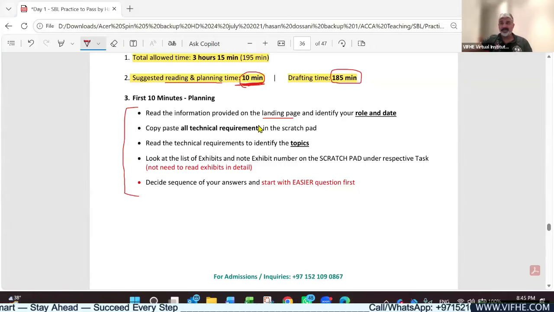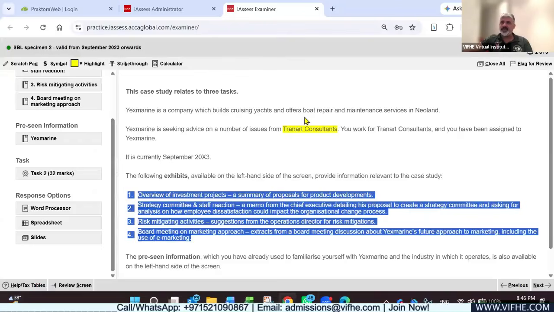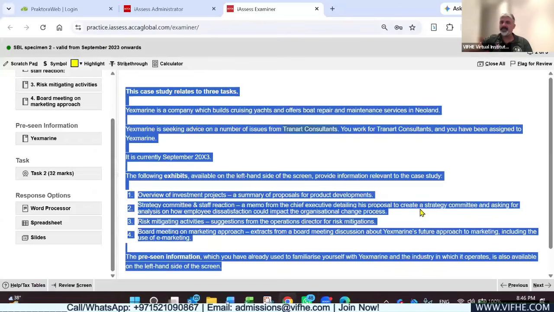1 minute? Seriously? 2 minutes? Are you crazy? 3 minutes? Are you guys crazy or what? How much time will it take you to read this portion?